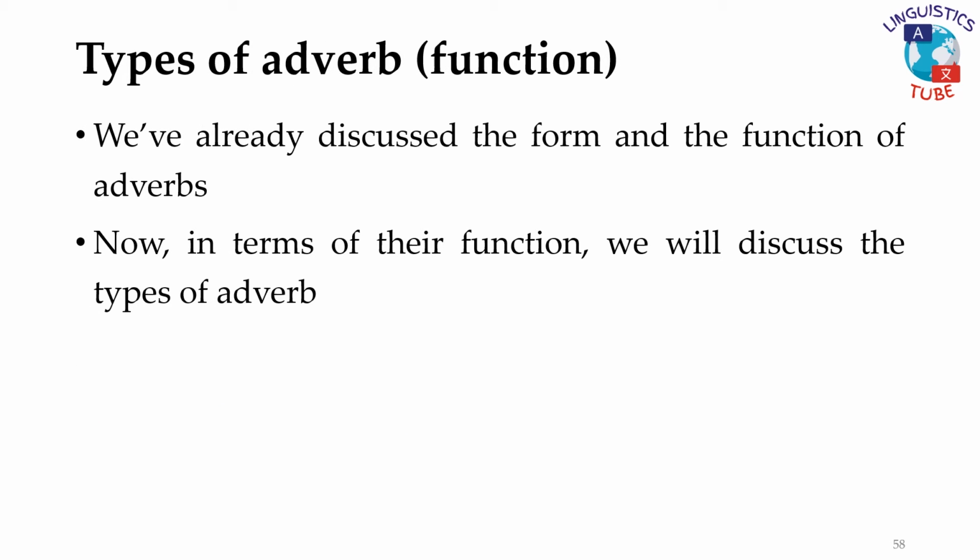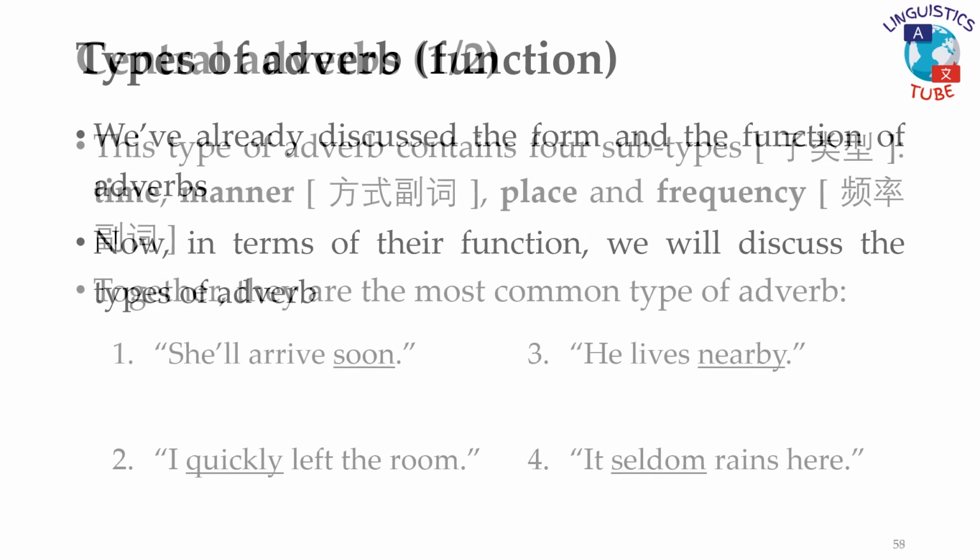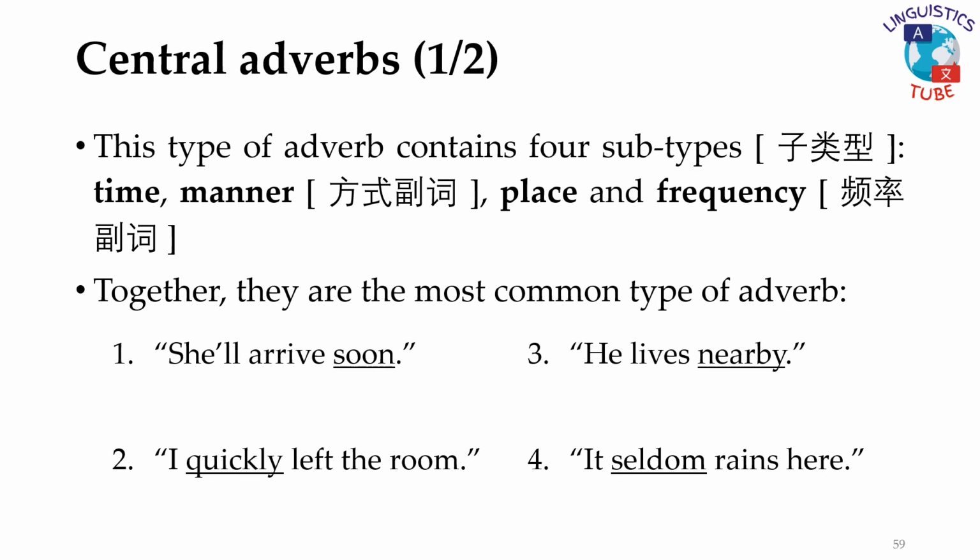We've already discussed the form and the function of adverbs, as well as the main types of adverb based on their form. Now, in terms of their function, we will discuss the types of adverb. The first type of adverb that we'll discuss is the most common type of adverb, central adverbs. There are actually 4 subtypes of central adverb: time adverbs, manner adverbs, place adverbs, and frequency adverbs. In other words, these 4 types of adverb are all members of the same category, central adverbs. For example, here are 4 sentences with central adverbs. Pause the video and decide what type each adverb is.